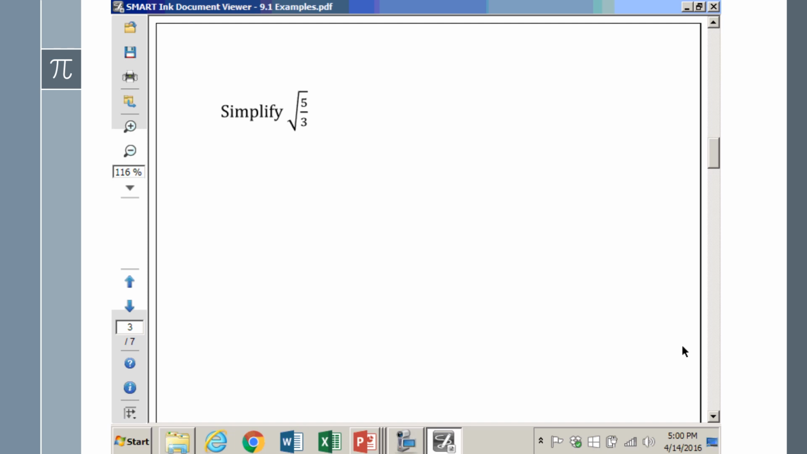So we're going to show the long way, and then we'll show a little bit of a shortcut. So the first thing I'm going to do is rewrite this as the square root of 5 over the square root of 3.